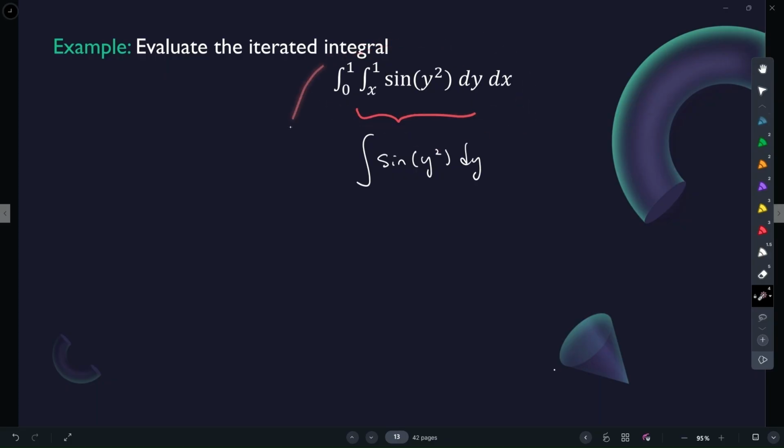I'm going to be posting in this playlist a different video specifically about this integral, so I'm not going to talk more about this, but I will just leave it as an exercise. Take this integral, change the limits of integration, and then you'll see that you'll be able to solve this integral.